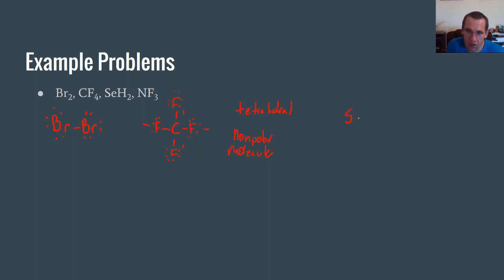Selenium hydride, on the other hand. Selenium is a group 6 element. It's got 6 valence electrons. Hydrogen makes a single bond. Hydrogen makes a single bond. Now our Lewis structure looks like this. It's 4 electron group geometry, but it's got 2 lone pairs, and that makes this bent.